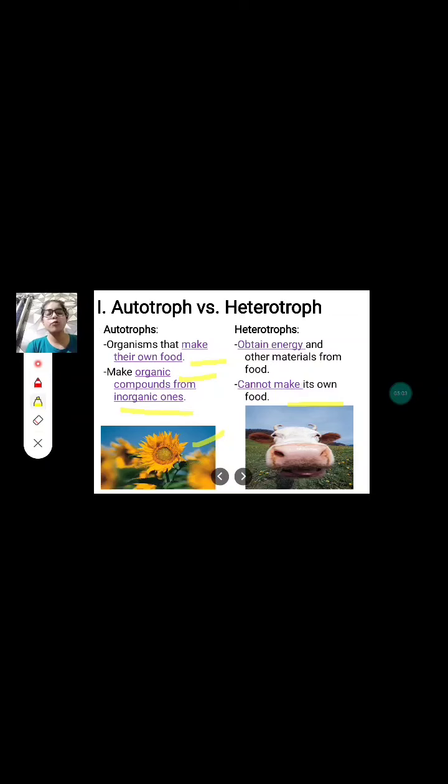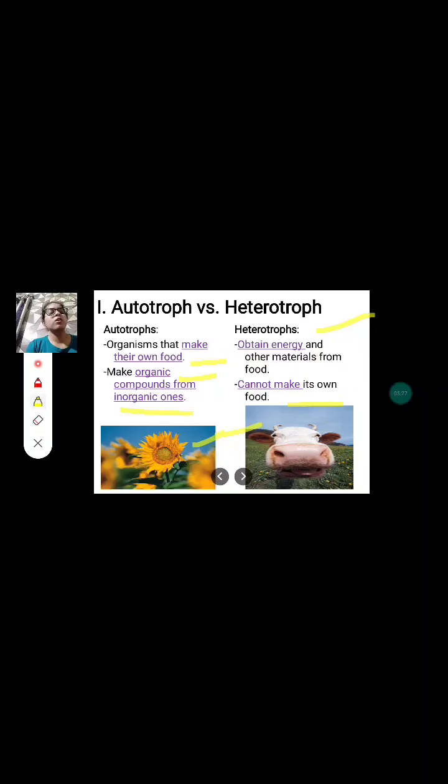Whereas heterotrophs are not capable of doing that, and they are totally dependent upon plants, or upon other organisms like other animals, for their food. So they take the complex food directly, that is, the organic compounds or organic food.